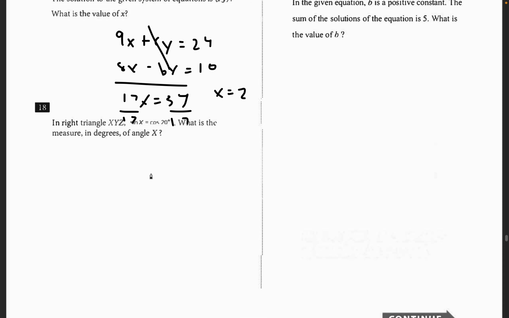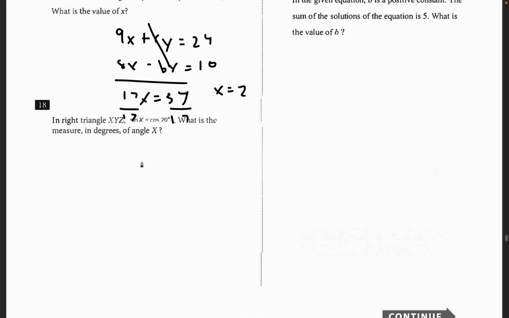In right triangle xyz, sine of x is equal to the cosine of 20. Okay, so there's a rule for this. The sine of an angle has to equal the cosine of the complement of the angle. So let's say cosine of 60 is equal to sine of what? 60 plus this angle has to equal 90, because they're complements of each other. So sine of 30. They always have to equal 90.